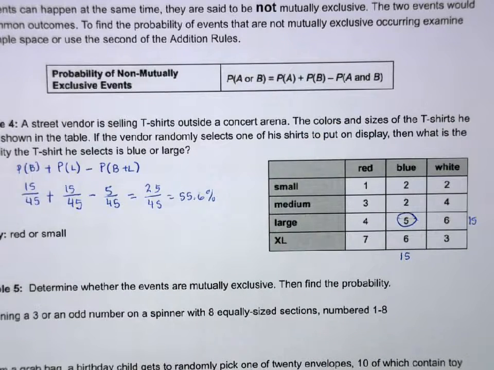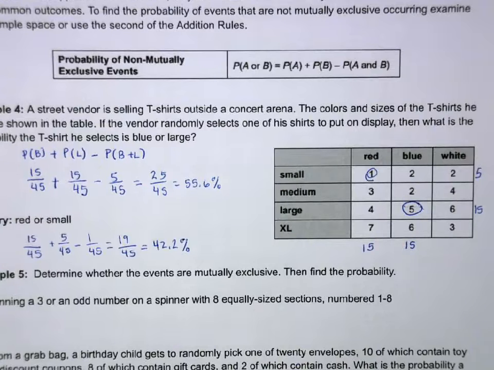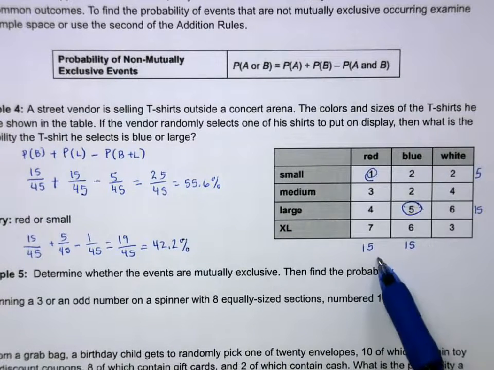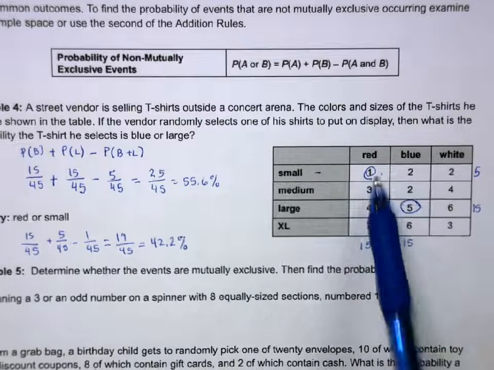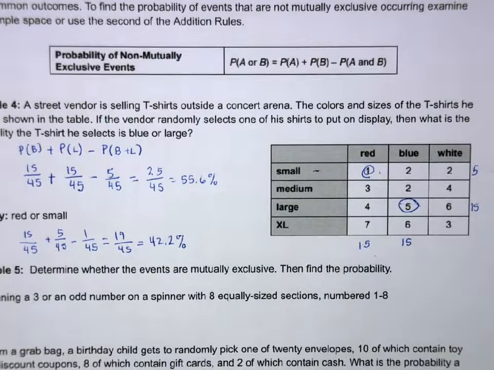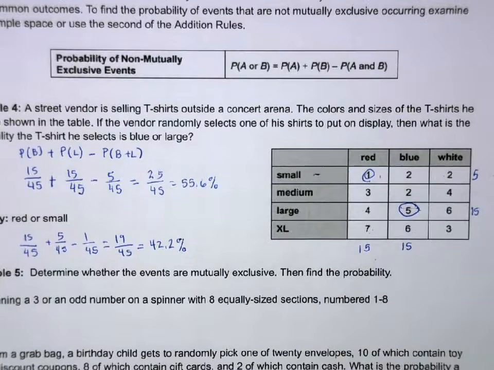Okay, so you try red or small. Okay, there are 15 reds. There are 5 smalls. The overlap is 1 red small. The other way you could do this is simply just add up this, and then you get the right, you'd get 19. But that's up to you.